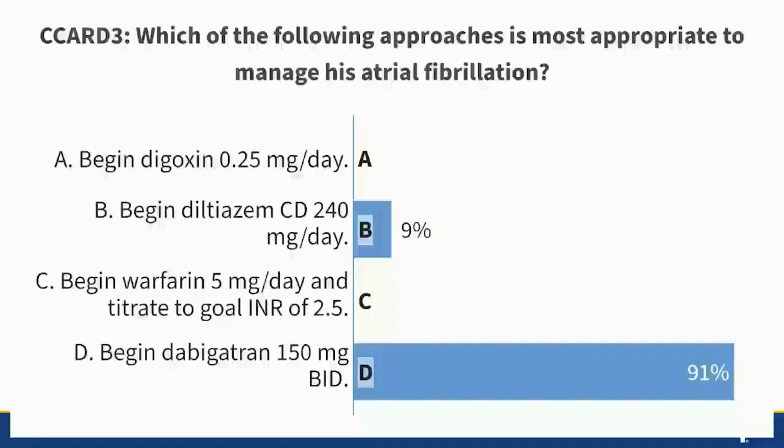So if this patient's symptoms continue to be really problematic for him and he is at his heart rate goal, this might be a candidate to be thinking about a rhythm control approach.